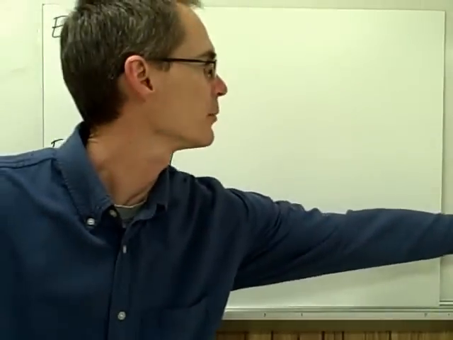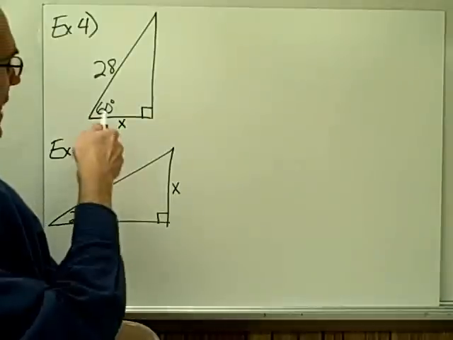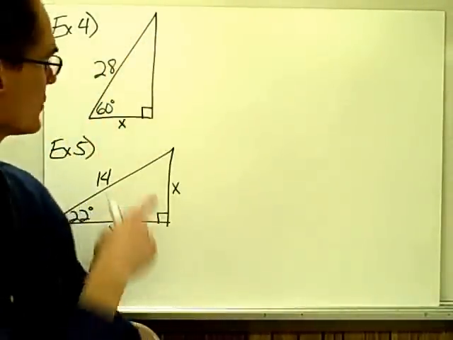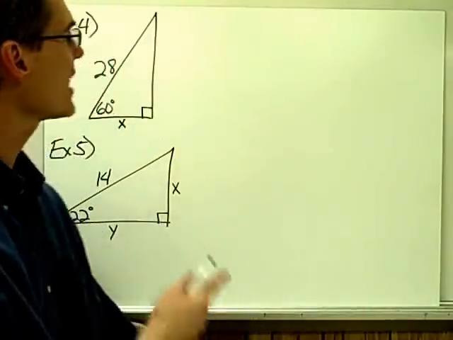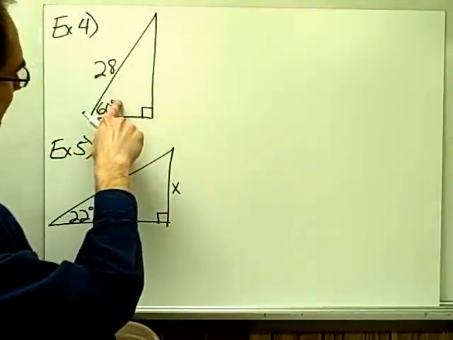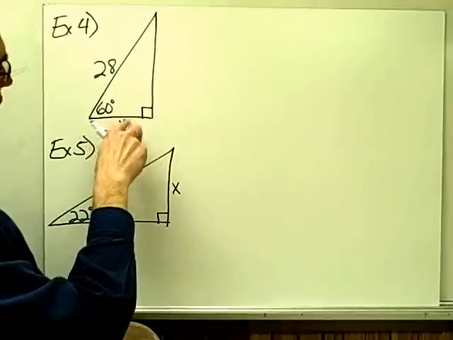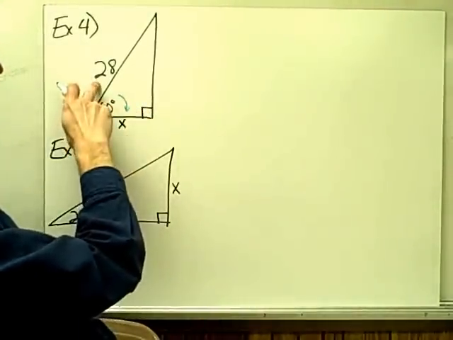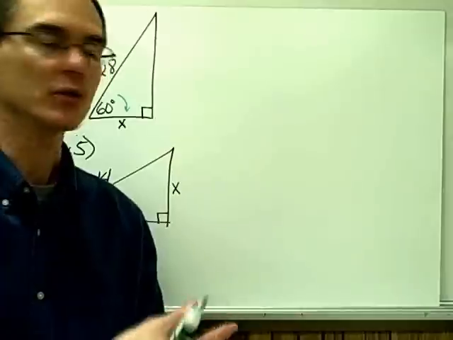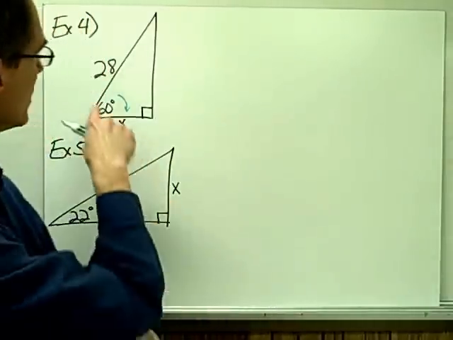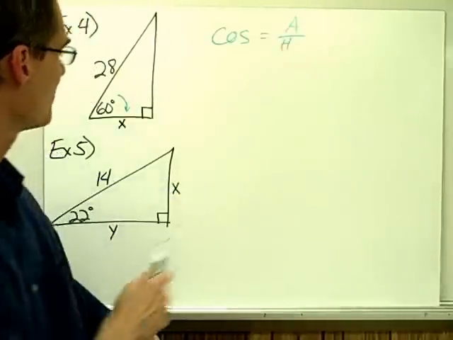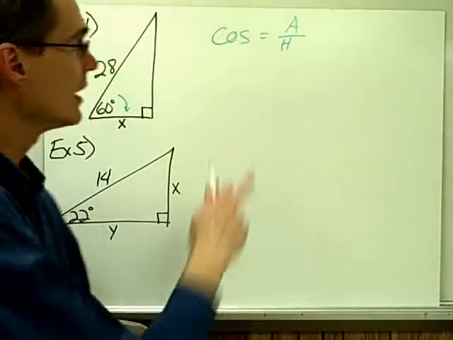All right, let's take a look at example number 4. Once again, I have a right triangle and I'm looking for one side of it. This time I have the length of my hypotenuse, and I have this angle right here. The first step is to choose the correct trig ratio to solve for X. I have this angle, and I'm looking for the adjacent side, and I have the hypotenuse. So I want the trig ratio that relates the adjacent side and the hypotenuse. From SOH CAH TOA, cosine is defined as adjacent over hypotenuse. So cosine is the trig ratio that I want to use.